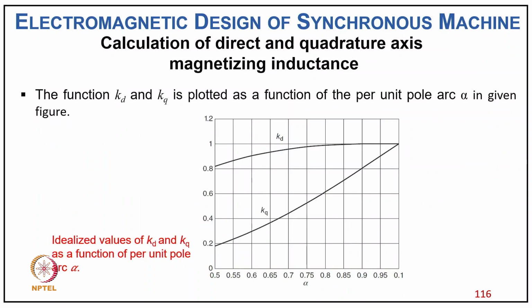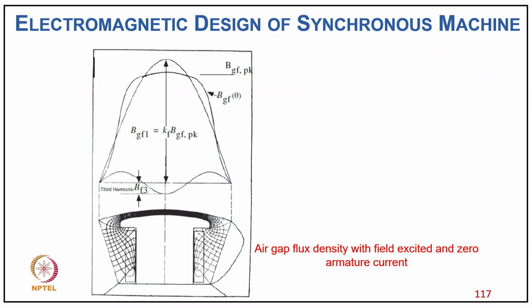So the functions kd and kq are plotted as a function of per unit pole arc alpha in the figure. You can see how kd is changing with alpha. So the value of kd and kq as a function of per unit pole arc alpha, and this is the air gap flux density with the field excited and 0 armature current.